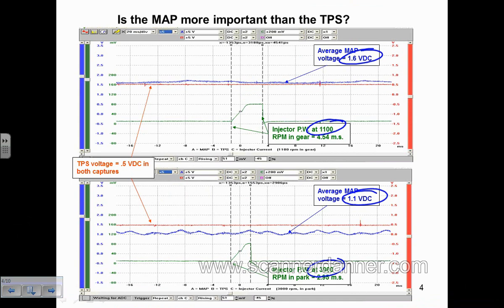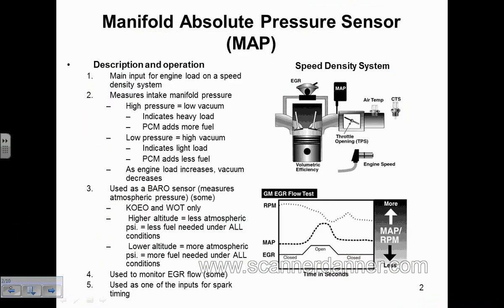So this picture does two things. One, it shows you the limitations of the TPS, doesn't it? In both pictures, I have the same throttle angle. So does it show you the need for another sensor? More than just the throttle position sensor. We need another sensor that's telling the engine load. So back up to the MAP. Our MAP sensors indicate engine load.